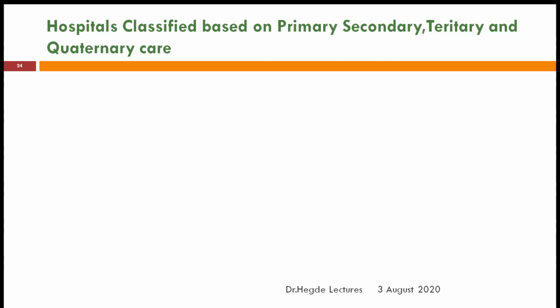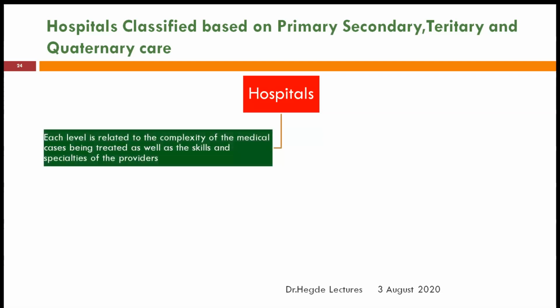Hospitals can also be classified based on primary, secondary, tertiary, and quaternary care. Now we shall understand how the classification is based on primary, secondary, tertiary, and quaternary care. Each level is related to the complexity of the medical cases being treated as well as the skills and specialties of the providers.